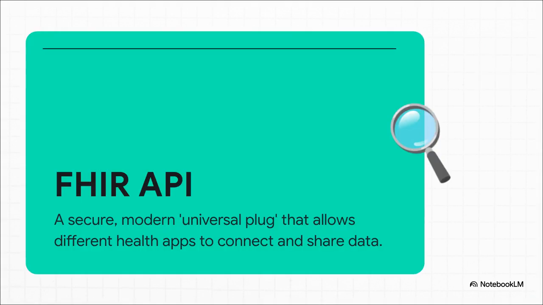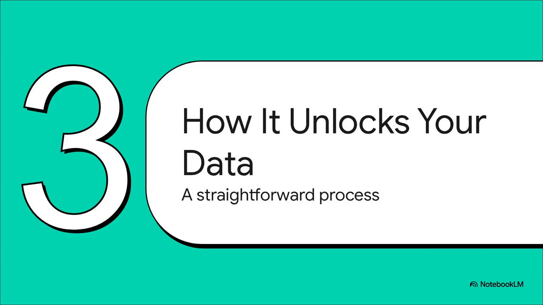Okay, so how does this thing actually work? The magic behind it is a technology called a FHIR API. Now I know, the name sounds super technical, but the idea is actually really simple. Just think of it like a secure, universal plug for your health data. It's the modern standard that lets different apps talk to your health records safely and securely. So how does this tool use that universal plug to go and grab your records for you? Well, the process is actually surprisingly simple.